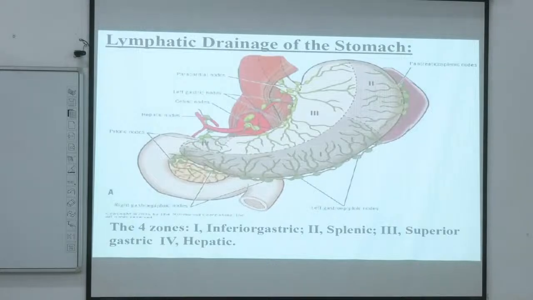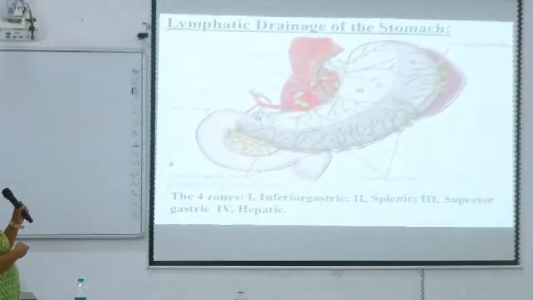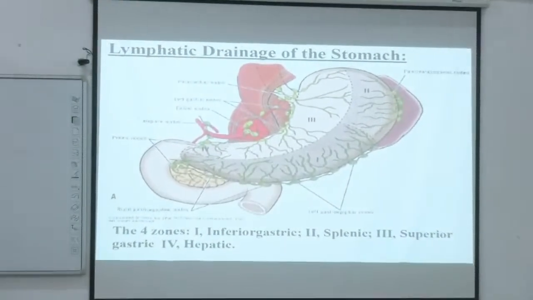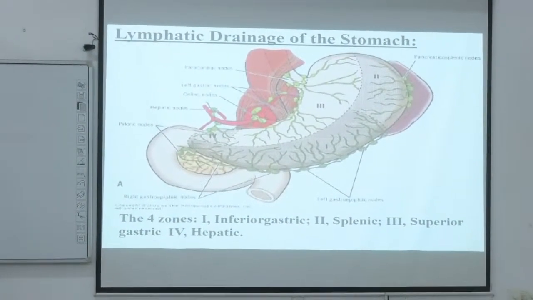Next, we go to the lymphatic drainage. Lymphatic drainage is important because cancer of the stomach is mainly transmitted via the lymphatics. These are the lymphatics. Lymph nodes you can see lying along the lesser and greater curvatures. So these are the pyloric nodes lying along the pylorus.